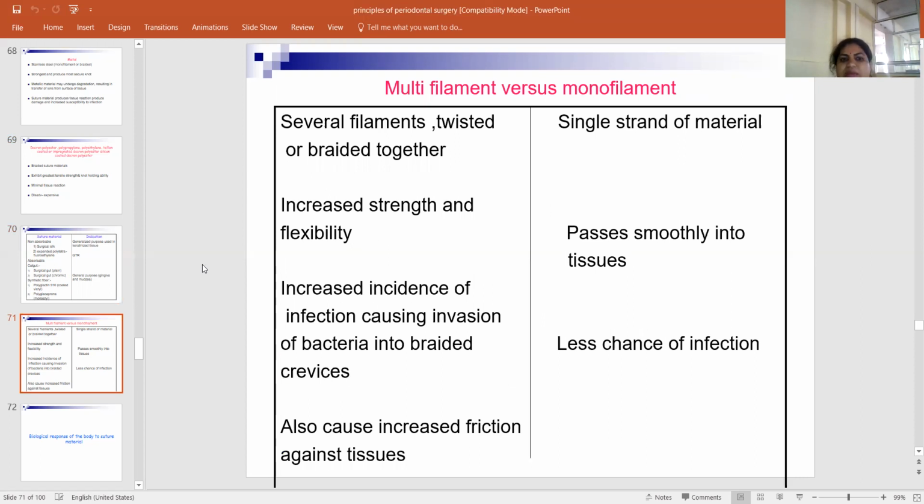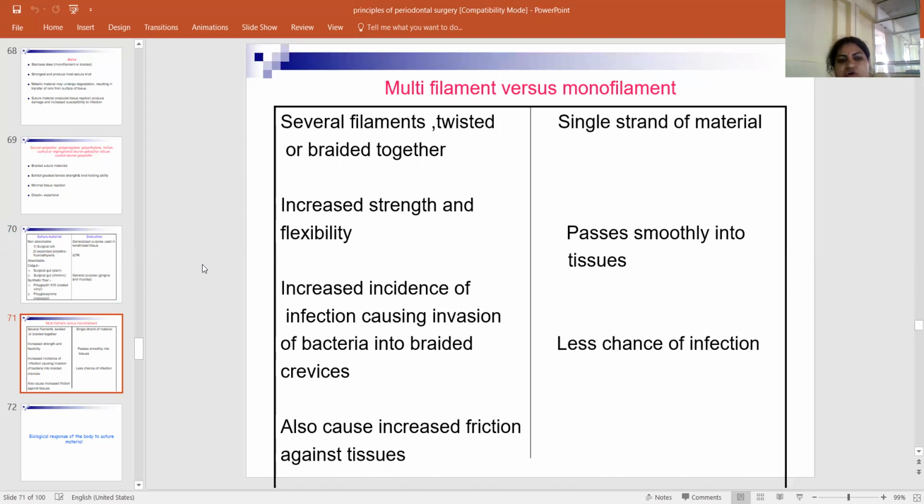Multifilament versus monofilament type of suture materials. So, what is the basic difference between multifilament and monofilament suture material? In multifilament, several filaments are twisted and braided together, which increases the strength and flexibility. In monofilament, there is a single strand of material. It passes smoothly into the tissues. And with the multifilament, because of the braided, twisted filaments, it has the strength and the flexibility.